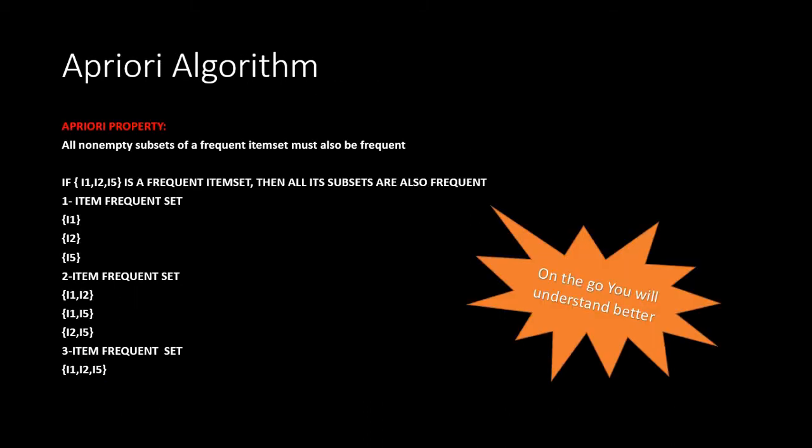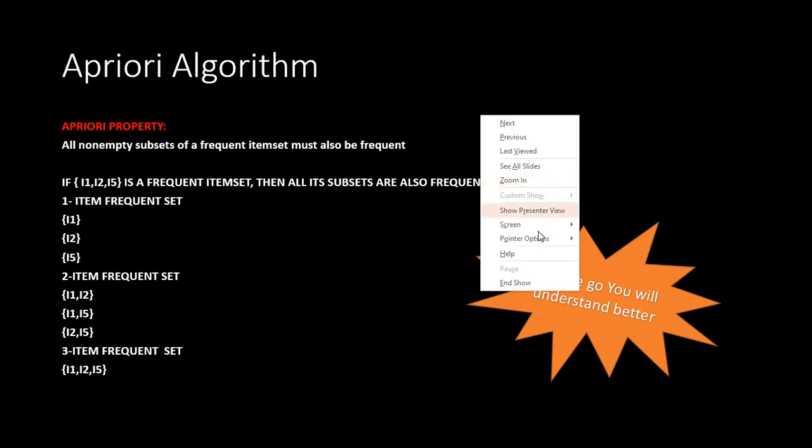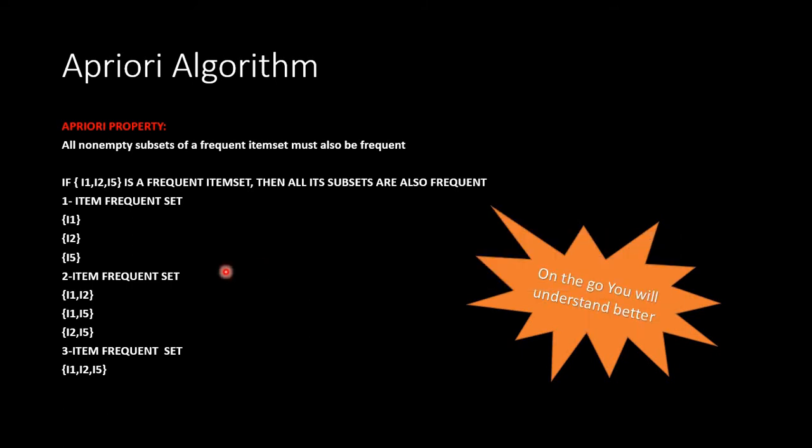The slide might not be understandable at this point in time, but definitely this slide will make a lot of sense after I complete the example. I'm going to take an example step by step which will make you understand things clearly. But before we go into it, let's read through it once and then let's understand things later through an example. A priori property is nothing but: all the non-empty subsets of a frequent item set must also be frequent. You might not be able to understand this right now, but you will definitely understand this after the example.